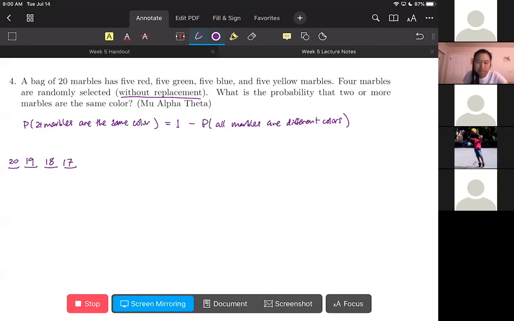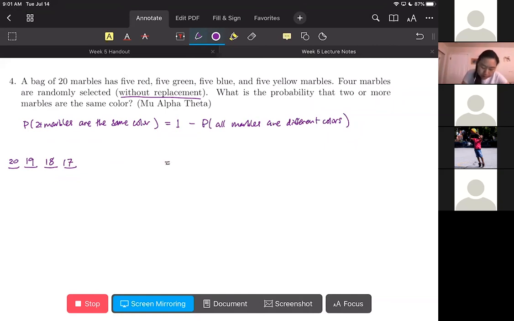Yes, please. I'm kind of lost because for the first one there would be 20 marbles to choose from, but for the second one, since you've already chosen a color for the first one, wouldn't the number of marbles that you could pick to get a different color from that be 15? Yeah, so that's the numerator.